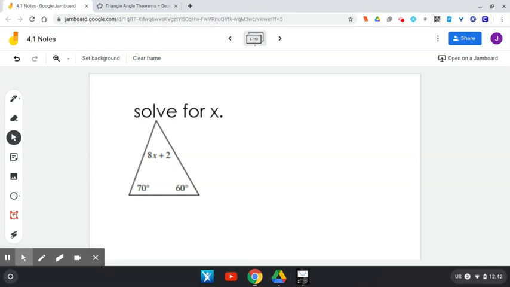So all 3 angles should add to 180. So 70 plus 60 plus 8x plus 2 should equal 180. So I'll just solve this like a regular old equation. I have a lot of stuff on the left side. So I'm going to go ahead and draw my line of balance. And I have so many numbers over here that I'm going to want to clean that up a bit.